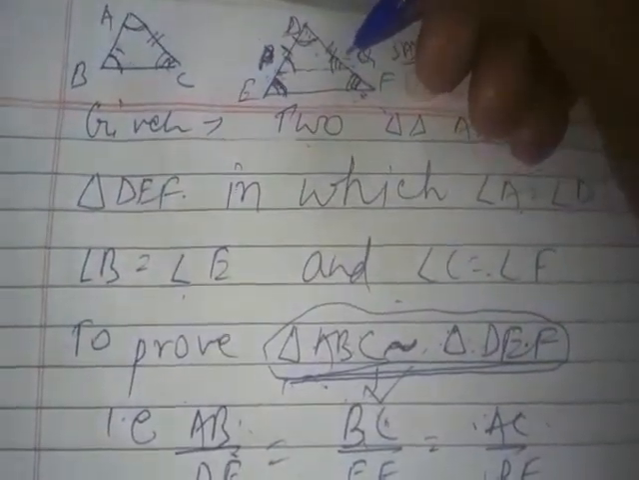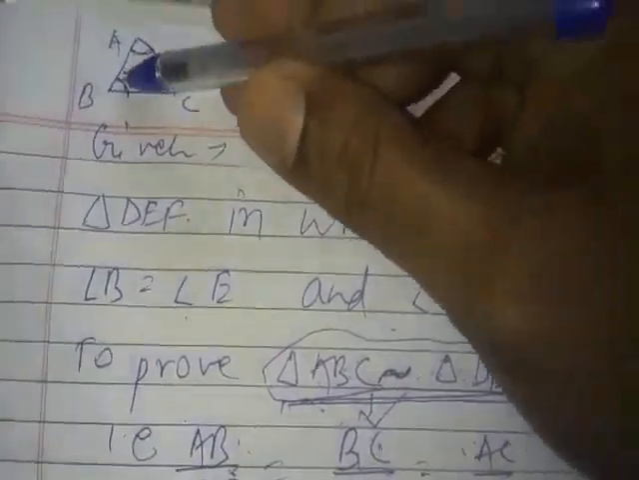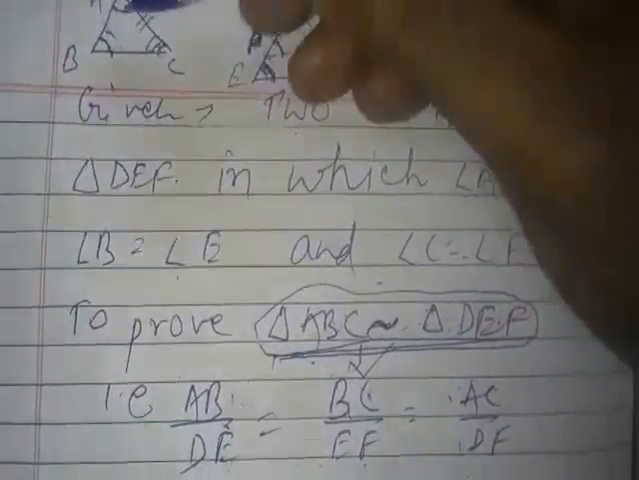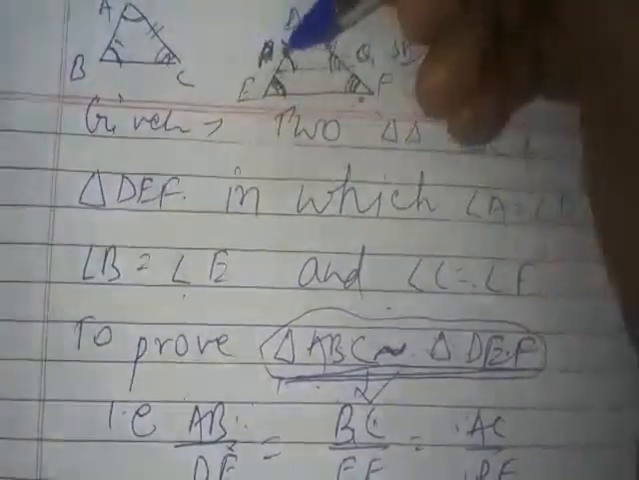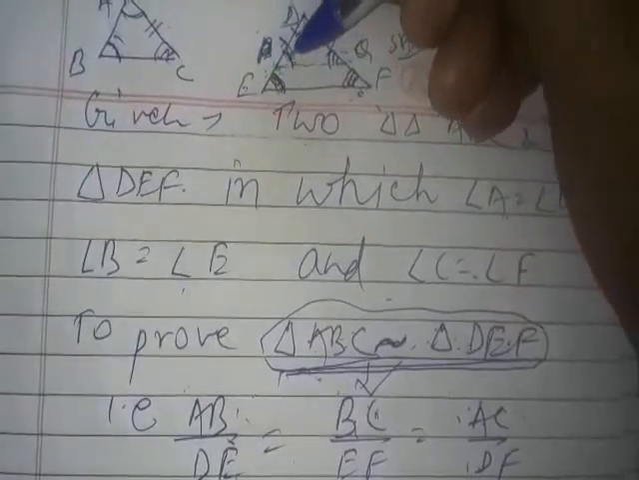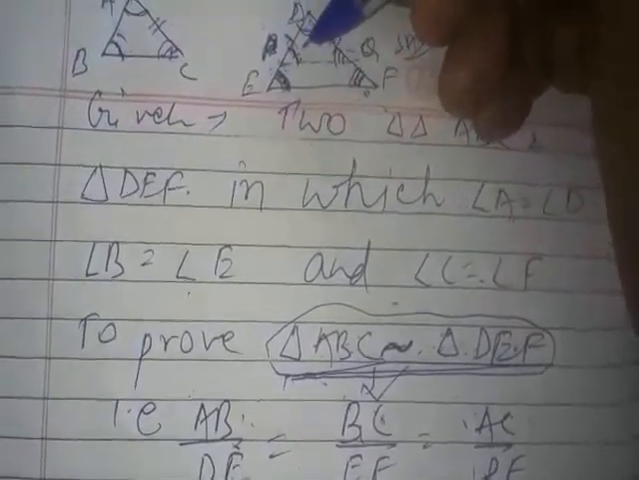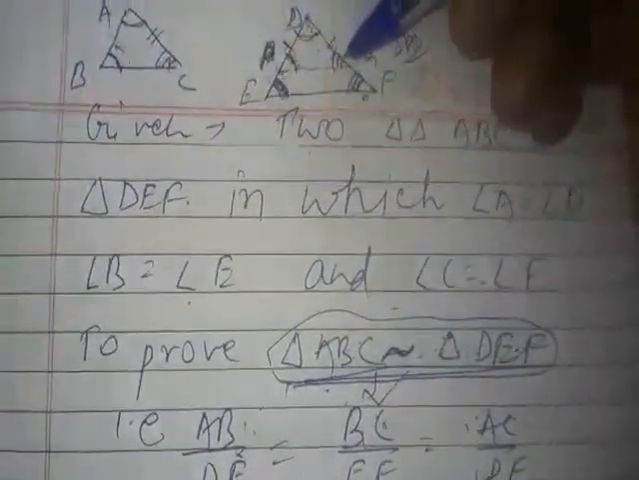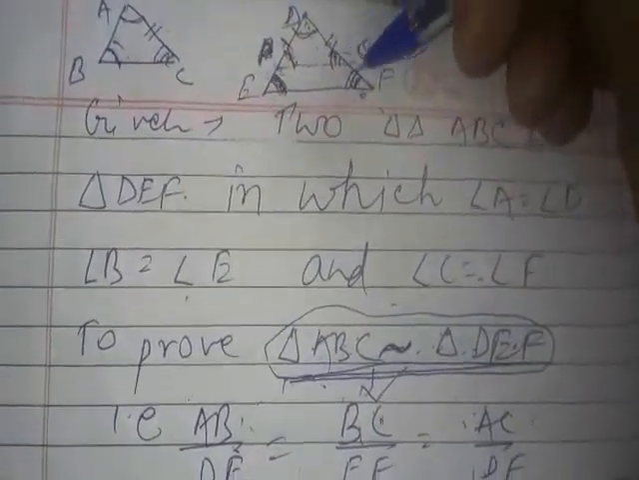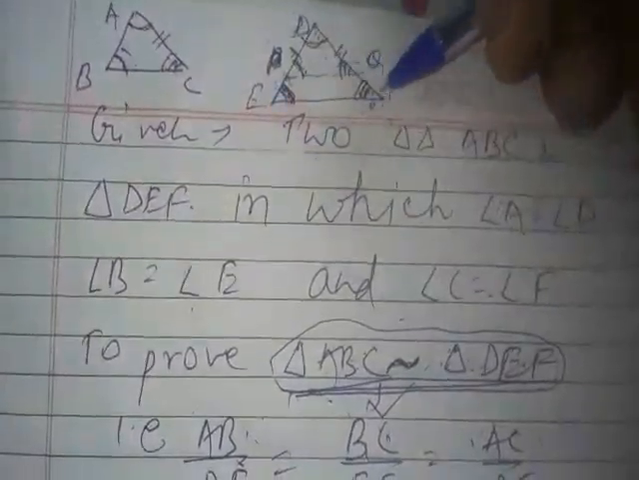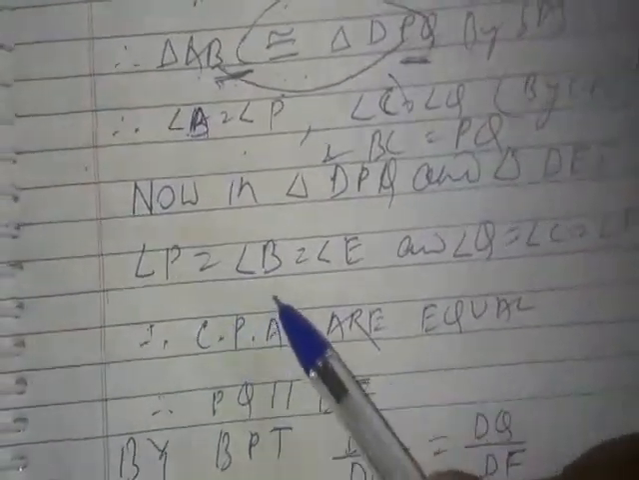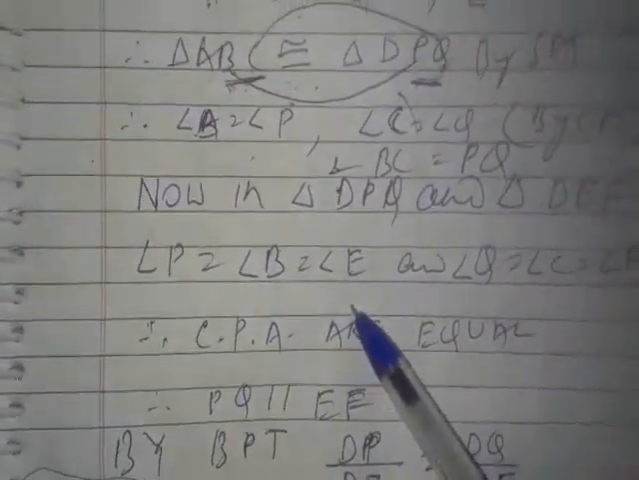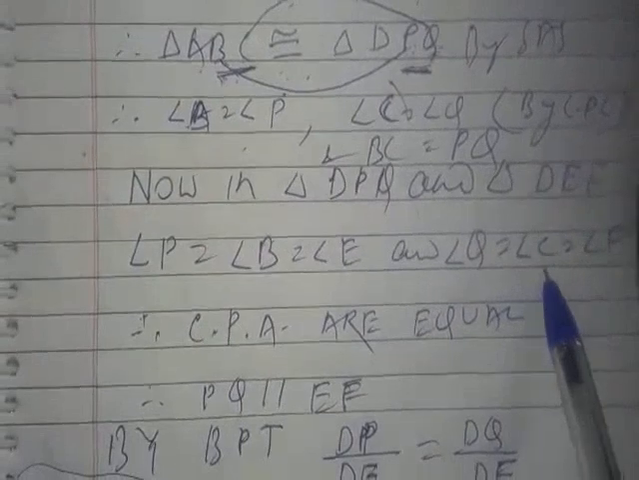Now what do we see? That this angle B was equal to angle E and this angle B is equal to angle P also. Now what do we observe? That this angle is equal to these two angles. Therefore these two angles are also equal to each other. Here angle C is equal to again these two angles. So we can say that angle C is equal to these two angles. Therefore angle Q is also equal to angle F. Now here what do we see? That angle P, angle B and angle E, all three are equal to each other, and angle Q, angle C and angle F all are equal to each other.